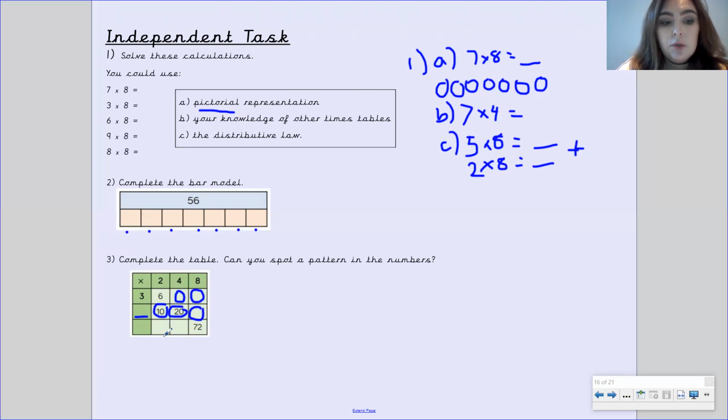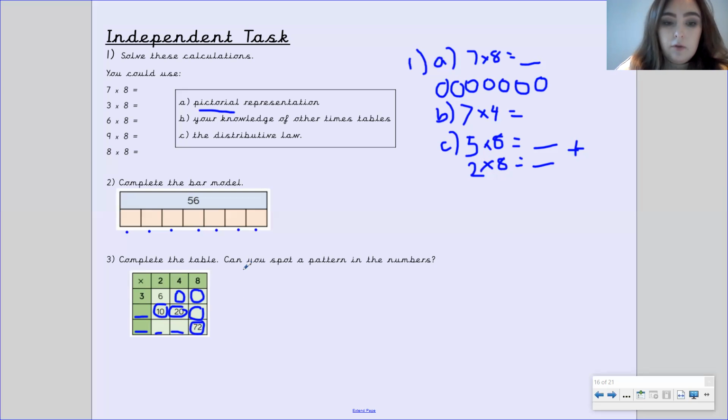Then you've got 2 times something, and then there's a blank. 4 times something, then there's a blank. And then 8 times something equals 72. So you need to work out what you times by 8 to get to 72, and then you'll be able to fill in the leftover bits.